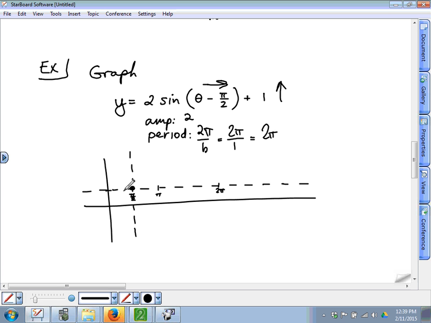I need you guys to understand what's happened here. I went pi halves to the right and up 1. Isn't that exactly what the transformations were? So instead of calling this 0, 0 origin, let's just consider this to be our new origin, like this is 0, 0. Okay?